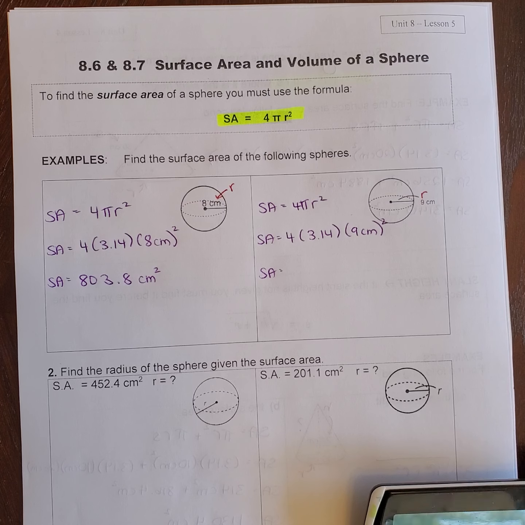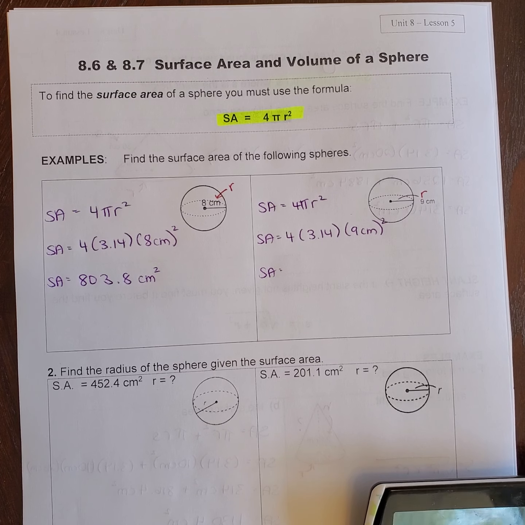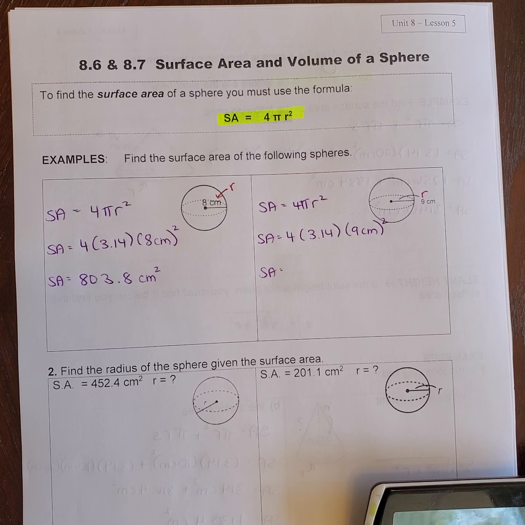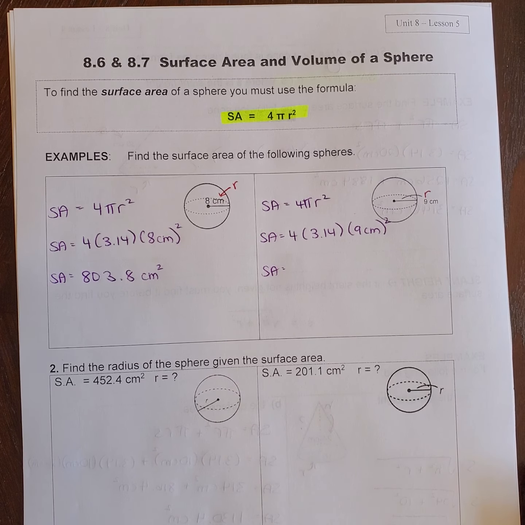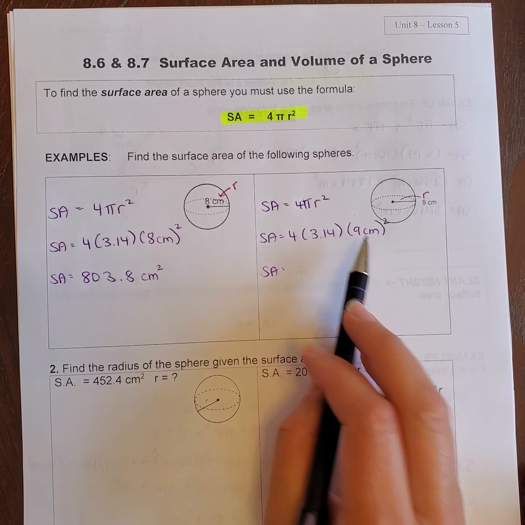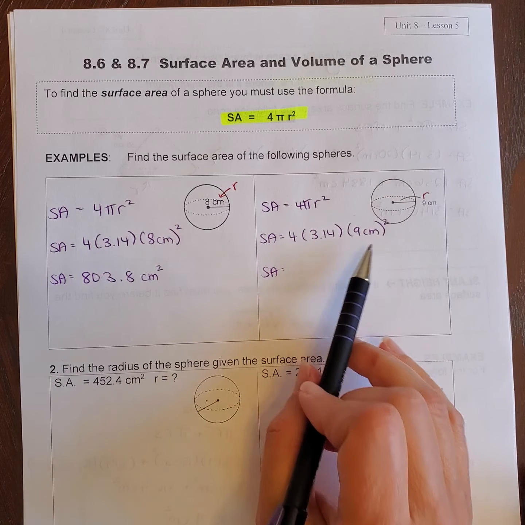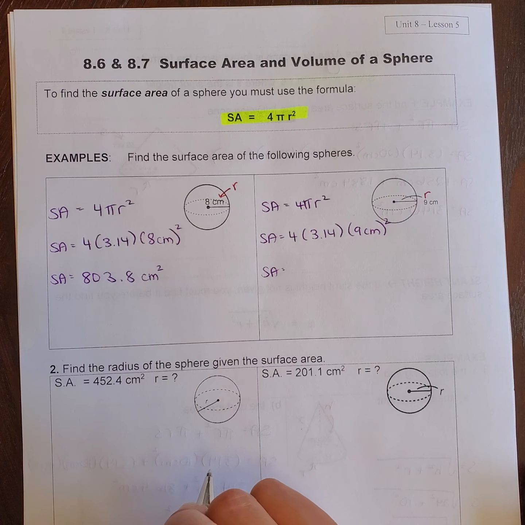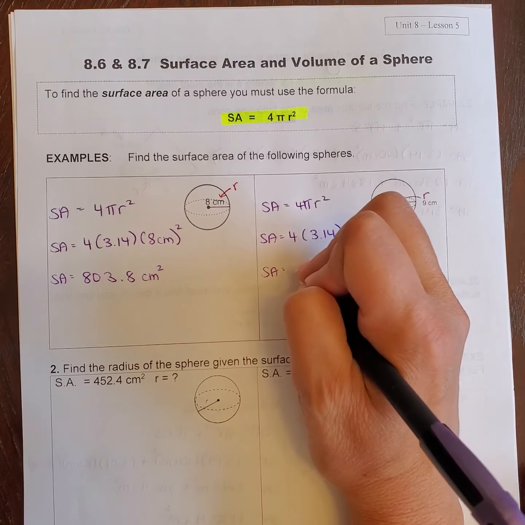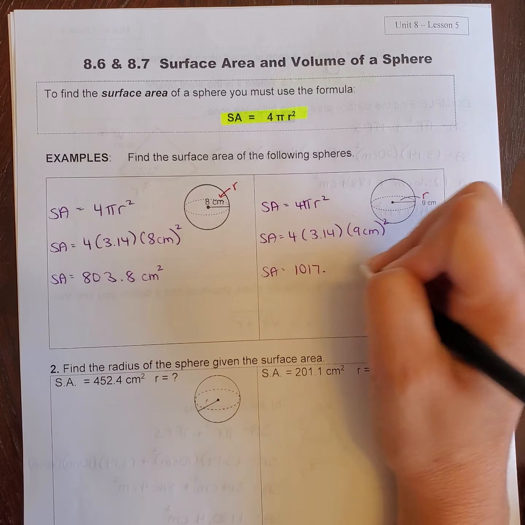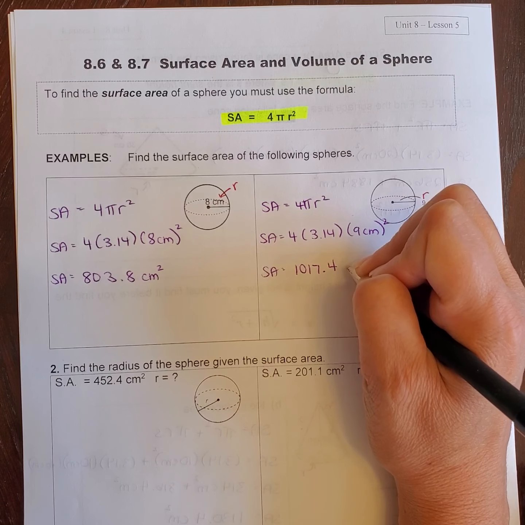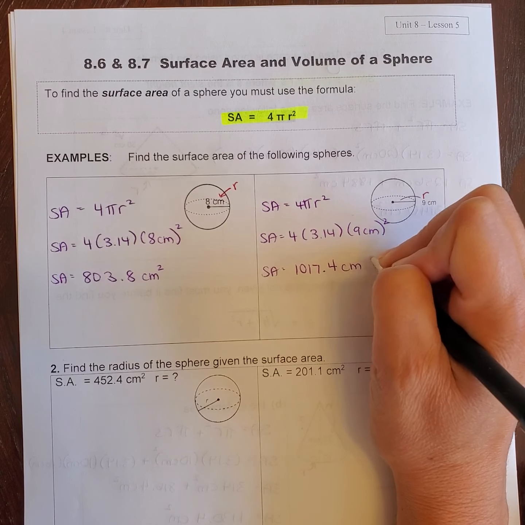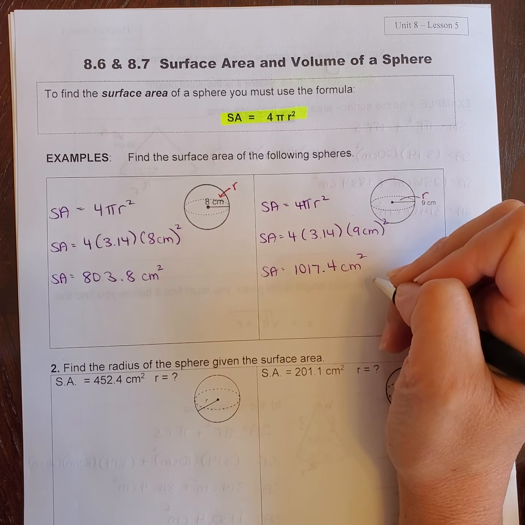So that would be 4 times 3.14 times 81. I'm not saying times 9 and then square it. You have to actually square it in your head. So if you don't know how to do that in your head, which you should, but if you don't, then do it in 2 steps. So then I get 1017.36. So I'm going to round that to 1017.4, and that is centimeters squared.